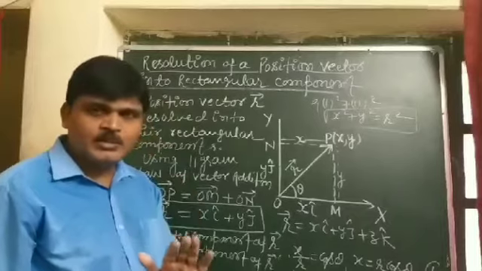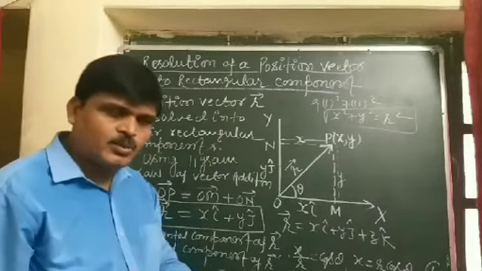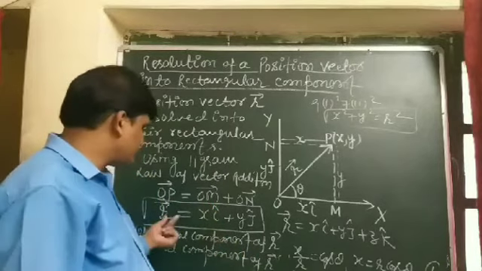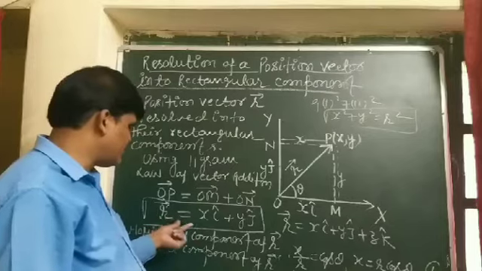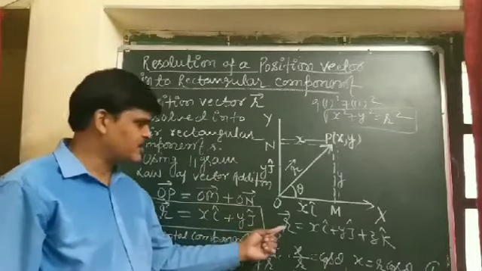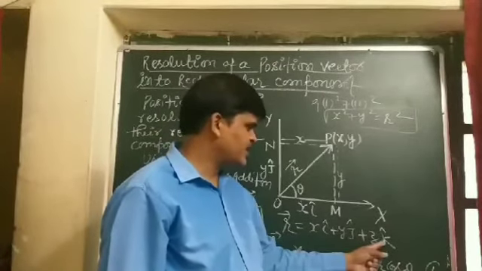One thing should be remembered: anywhere, either in two dimensions or in three dimensions, when you have to write the position vector, you must write it in the form x i cap plus y j cap, or in terms of three dimensions, x i cap plus y j cap plus z k cap.